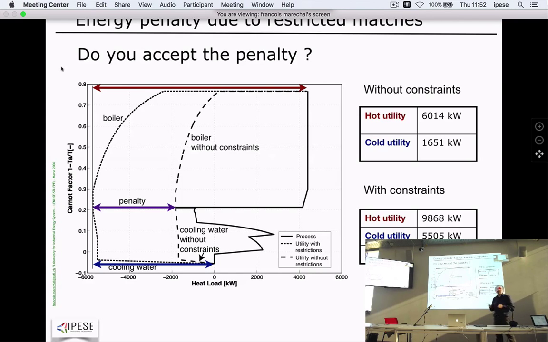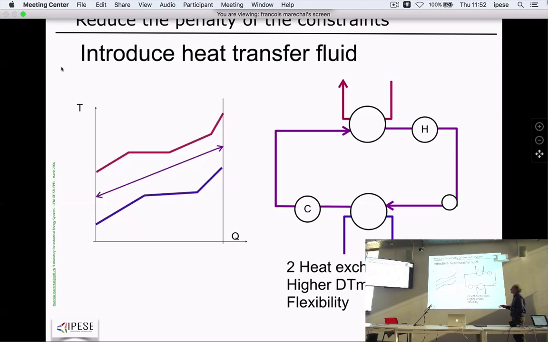And when engineers see a penalty, what do they do? They try to find a trick in order to reduce the penalty. You will never accept a penalty like this. So let's try to find a way. And the way is to use an intermediate stream. So let's assume that this heat exchange was necessary between this hot stream and this cold stream. So this is the heat recovery that is needed, if I want the penalty set to 0. So what I'm going to do is that I'm going to take this hot stream and I have this cold stream.